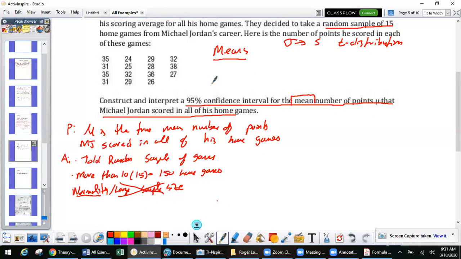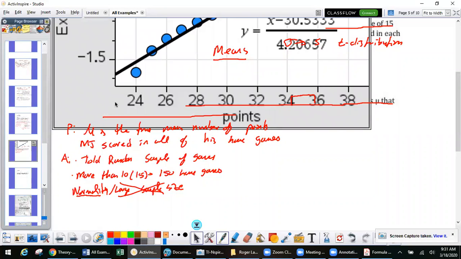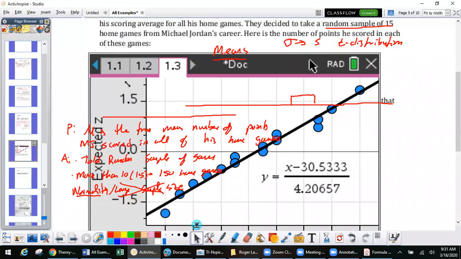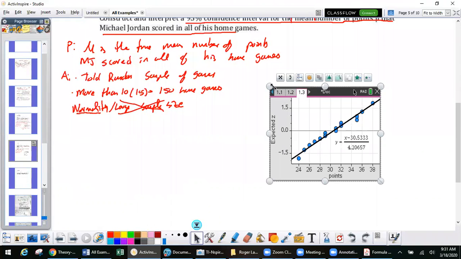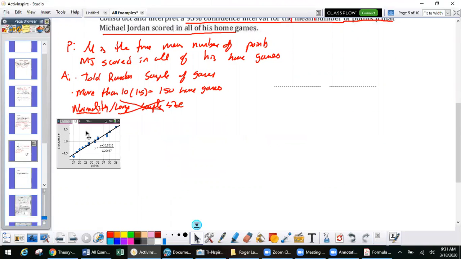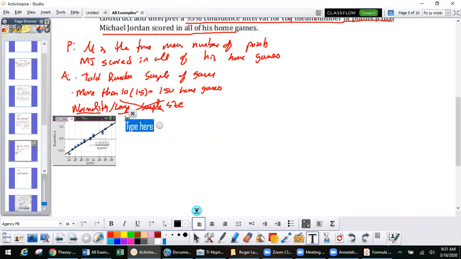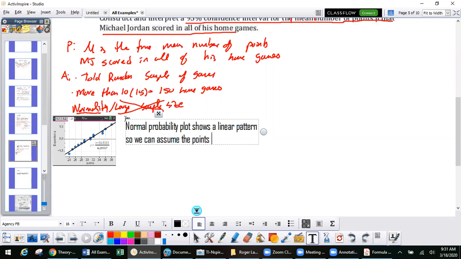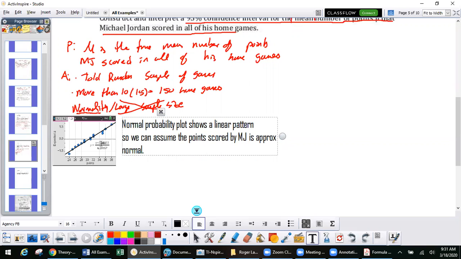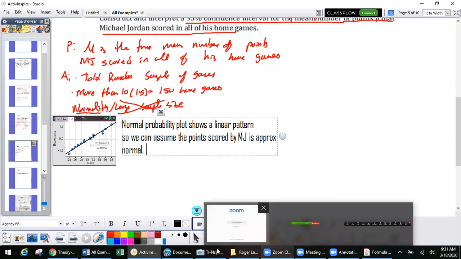All right. And let's see if this works. Okay. What you have to do is draw this on your paper. You have to show this work, whether you do the dot plot or whatever you might do. So the normal probability plot shows a linear pattern. So we can assume the points scored by MJ is approximately normal. Awesome, we're good to go. We want that population to be normal, and because this looks normal, we're good to go, all right?